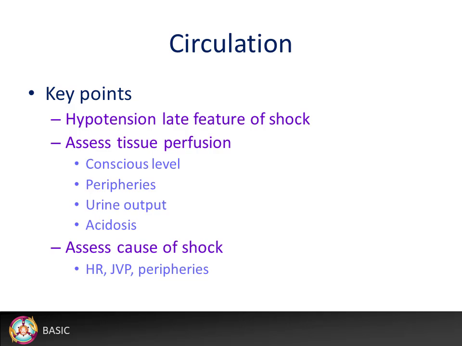For the circulation, remember that hypotension is a late feature of shock, so it is important to assess tissue perfusion, which you can do by looking at the features listed here. If the patient does have evidence of shock, i.e. inadequate tissue perfusion, try to determine the type of shock by examining the heart rate, jugular venous pressure, and the temperature of the peripheries.